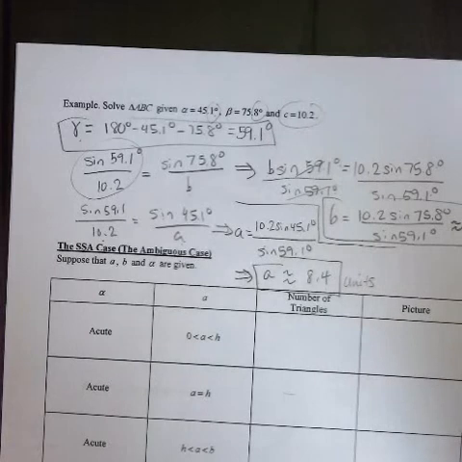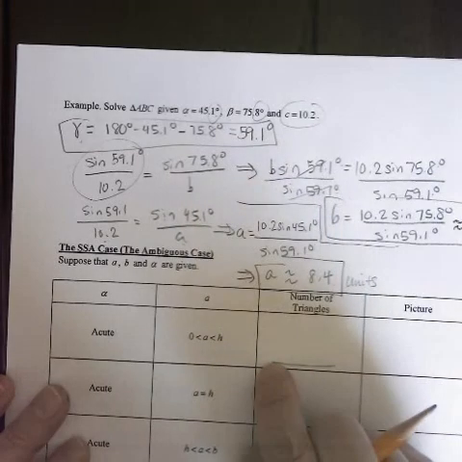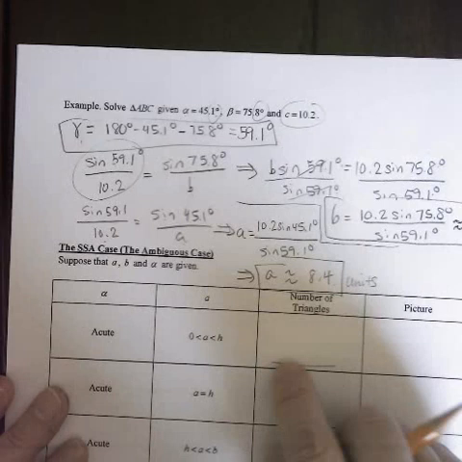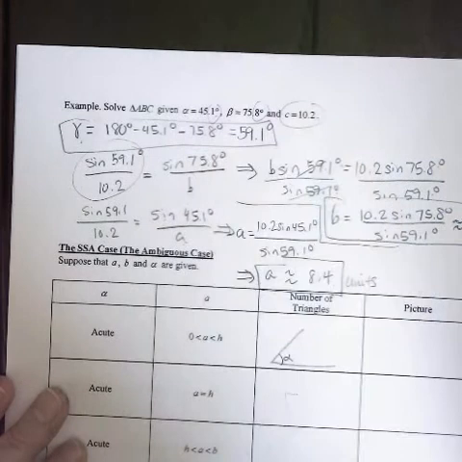All right, so now let's talk about the SSA case. So this case gets tricky because it's hard to tell how many triangles we're going to get. So I'm going to talk about the different scenarios. So in the SSA case, I strongly recommend that you always, no matter what angle is given, whether it's alpha, beta, or gamma, you always draw it like a horizontal base, and then your angle will be in the lower left corner. I'm going to use alpha, but of course it could be a different angle. But that's the only one given, so that one should go there.